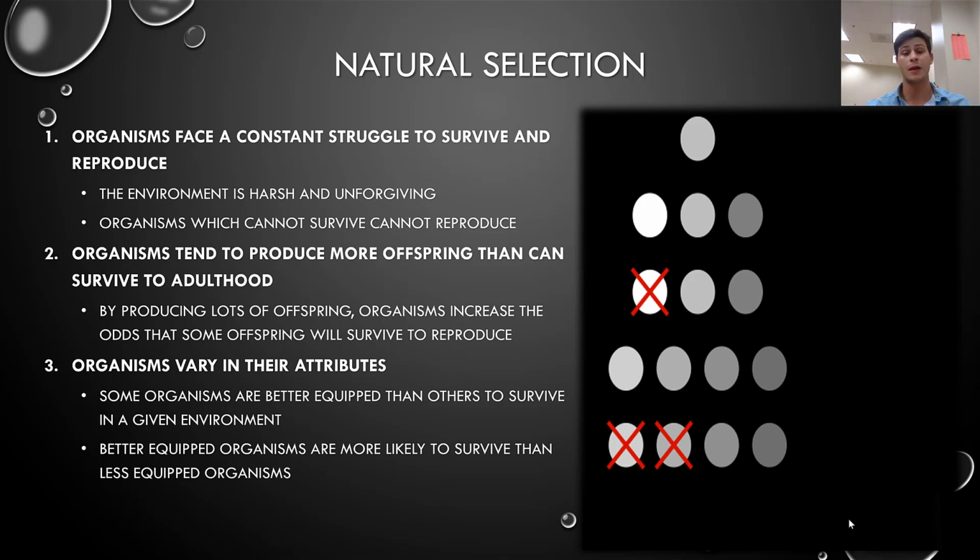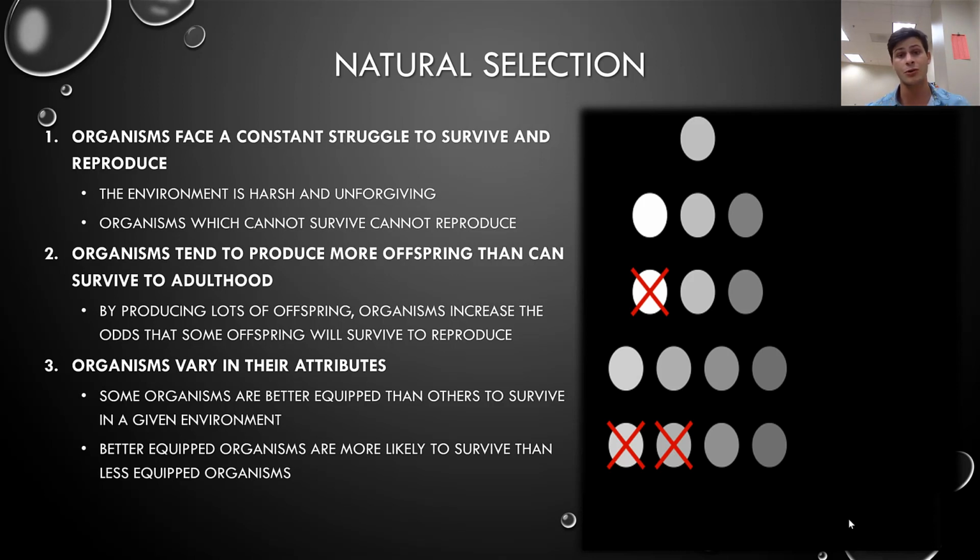So again, by producing lots of offspring, organisms increase the odds that at least one of their offspring will survive to reproduce and contribute to the next generation. And finally, organisms vary in their attributes. Not all organisms in the population are genetically identical. In fact, no organism in a population is genetically identical. And that variability basically accounts for differences in the ability of any one organism to survive.